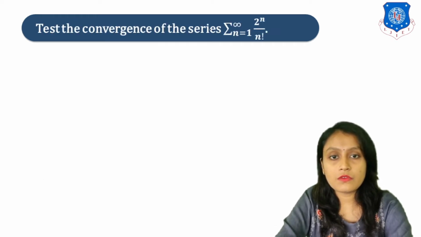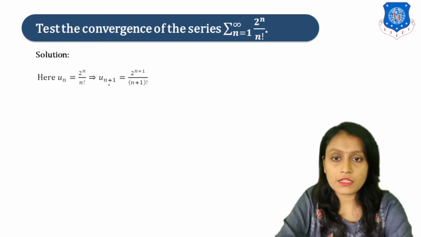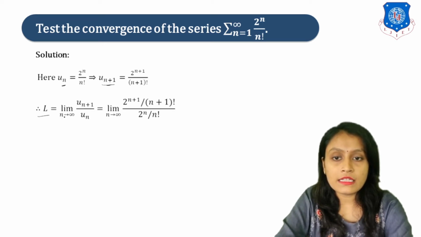Test the convergence of the series 2 raised to n upon n factorial. Here un is given, that is 2 raised to n upon n factorial. Firstly we will find un+1. For that, in place of n we have to write n plus 1, so you will get 2 raised to n+1 upon (n+1) factorial. Now we will find L, that is limit n tends to infinity, un+1 upon un.